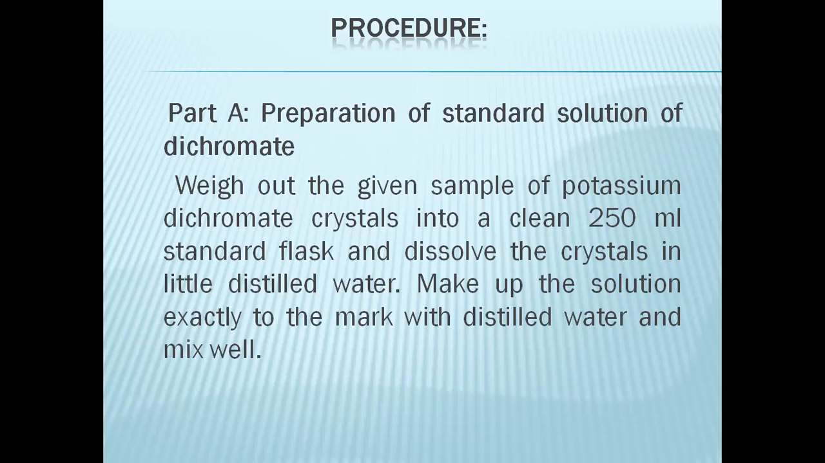Here you have to weigh out the requisite sample of potassium dichromate. Then transfer that into a 250 ml standard flask with the help of a funnel. Then add a little bit of distilled water. Mix thoroughly, and the potassium dichromate crystals will dissolve. After this, make up the solution exactly to the mark with distilled water, and again mix it well, right? This is your standard solution.